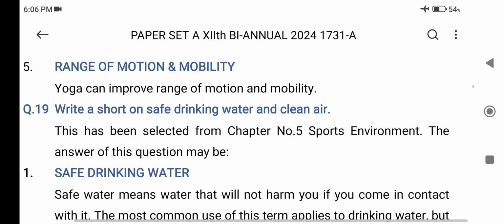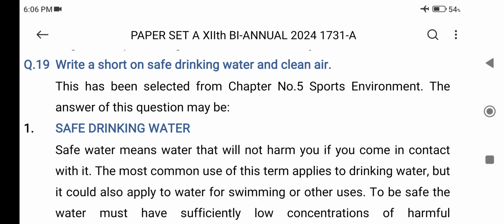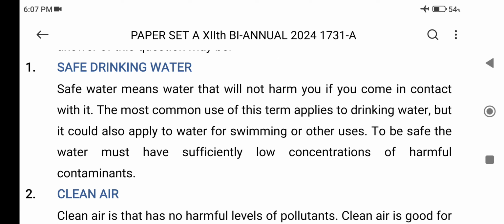Question number 19. Write a short note on safe drinking water and clean air. This question has been selected from chapter number 5, Sports Environment. The answer of this question may be: number 1, safe drinking water.